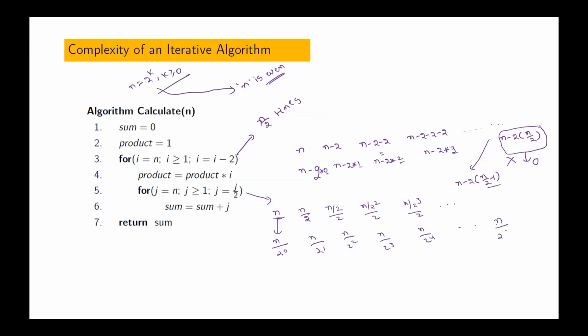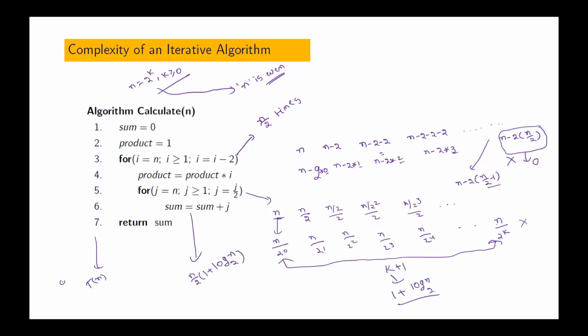n by 2 power k. After that, it is not repeated. Up to this only it repeats. Total how many times? k plus 1. What is k? Earlier we calculated, log n base 2. So it is 1 plus log n base 2. The top one is n by 2 times. This is 1 plus log n base 2 times. So total how many times is this operation performed? n by 2 into 1 plus log n base 2. So therefore, what is T of n?